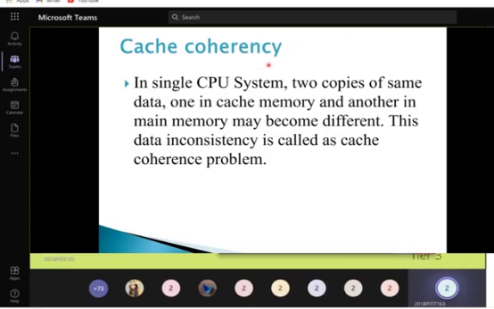Next is our cache coherency. Cache coherency means in a single CPU system, there are two copies of the same data, one in cache memory and another in main memory, which may become different. So the data inconsistency will occur, and this data inconsistency is what we call the cache coherence problem.